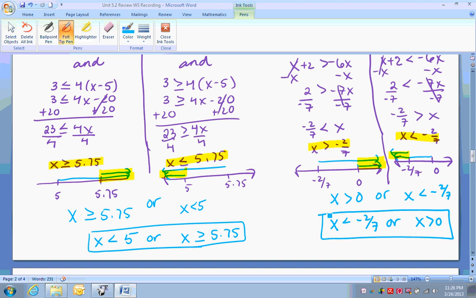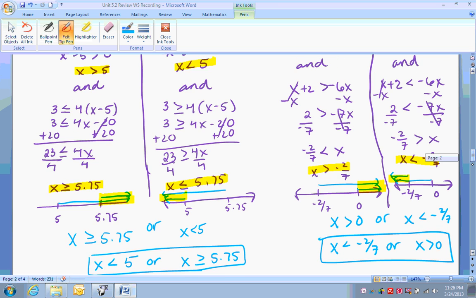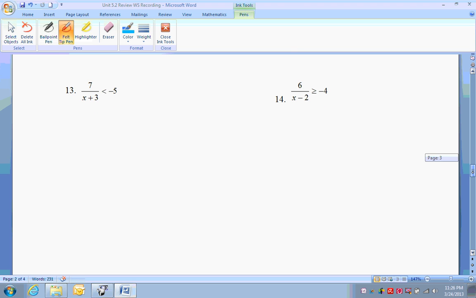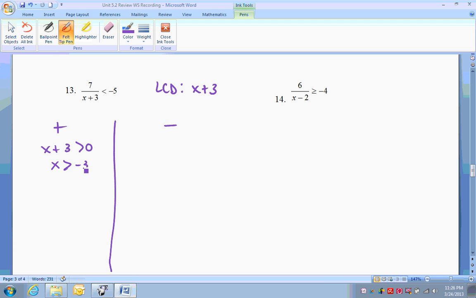Okay, moving on to number 13. We have another inequality. And remember, that's when we figure out what our LCD is, which is x plus 3 in this case. We put a positive and a negative. So if our LCD is positive, x plus 3 is greater than 0, or x is greater than negative 3. And that's the first piece of information.